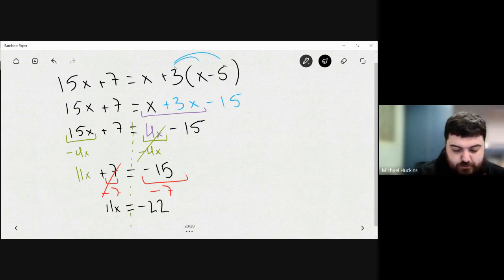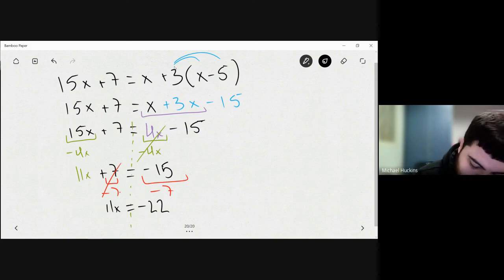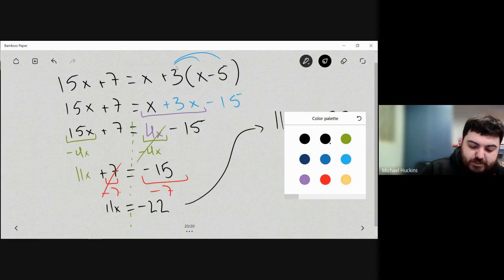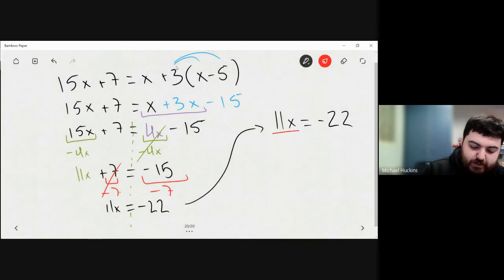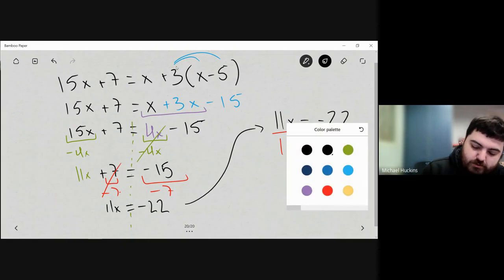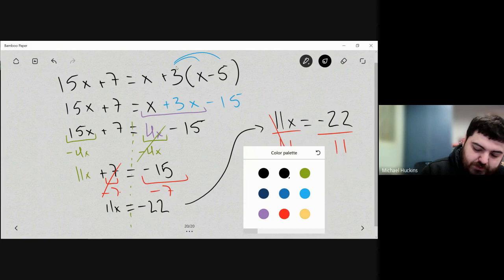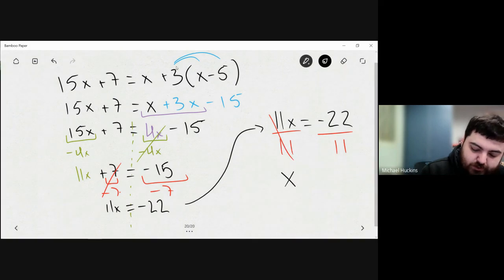Now for the last part of the equation, I ran a little bit out of room, so I'm going to rewrite it up here. The last part of the equation, I just need to finish solving. So my final step in solving this equation is going to be dividing by the coefficient on both sides of the equation. This will cancel out the coefficient of 11 on the left, leaving just x, and on the right-hand side, negative 22 divided by 11 is negative 2.